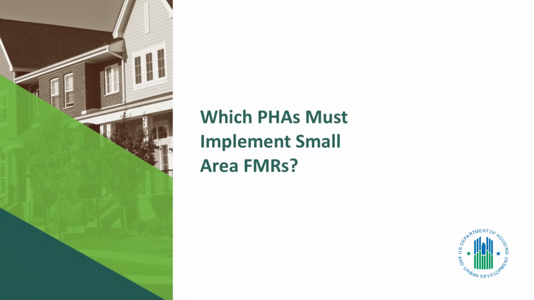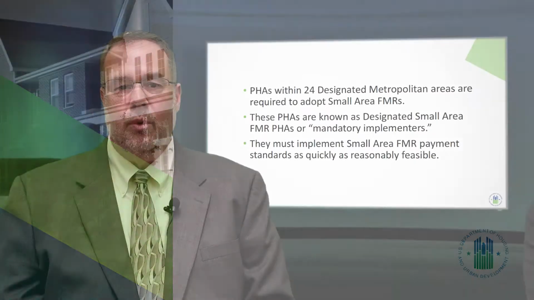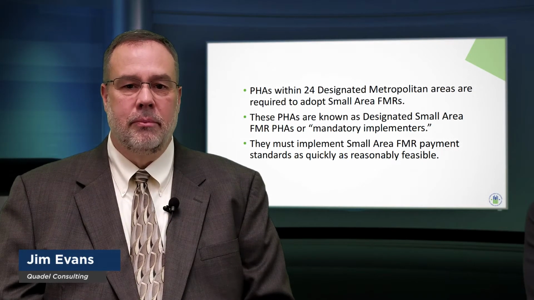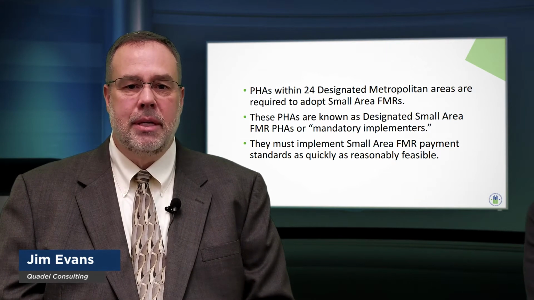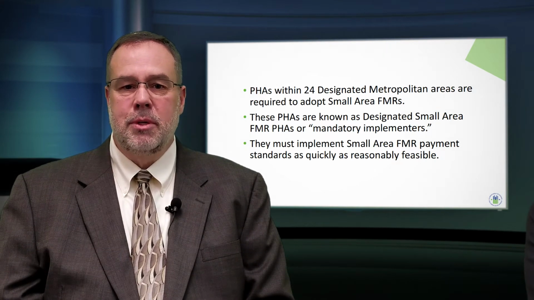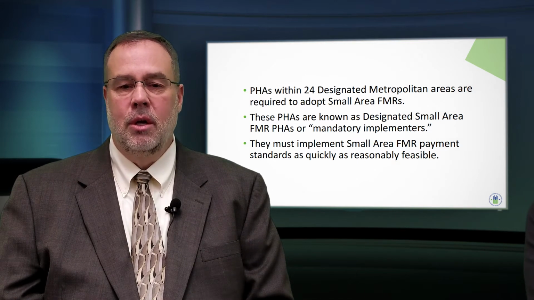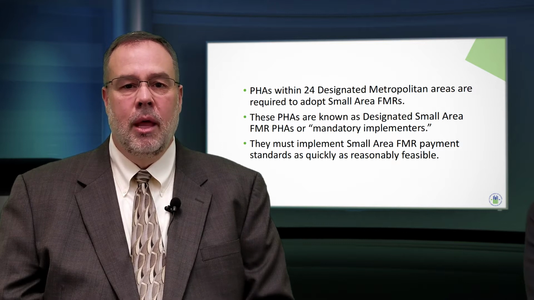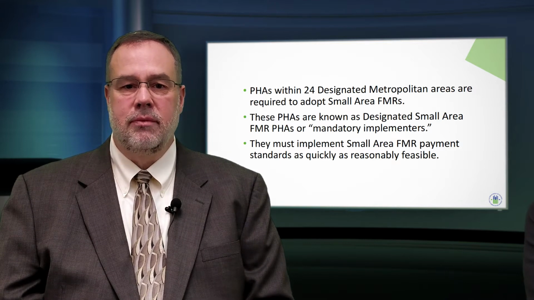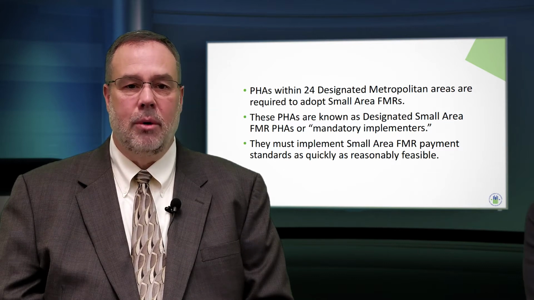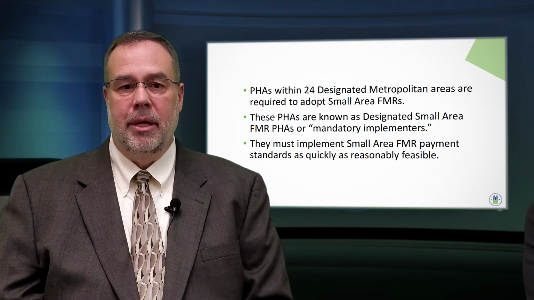As noted at the outset of this webcast, HUD has designated 24 metropolitan areas where use of small area FMRs is mandatory. In these areas, zip code-based small area FMRs must be used to determine payment standards rather than metropolitan area fair market rents or metro area FMRs. PHAs that directly administer HCV assistance, that is, execute HAP contracts, for families within the 24 designated metropolitan areas are known as designated small area FMR PHAs, or mandatory implementers.